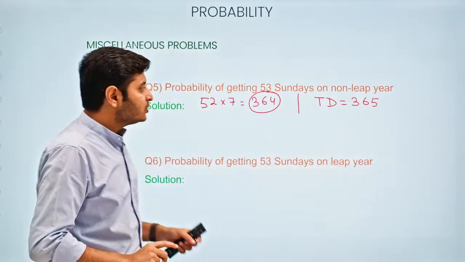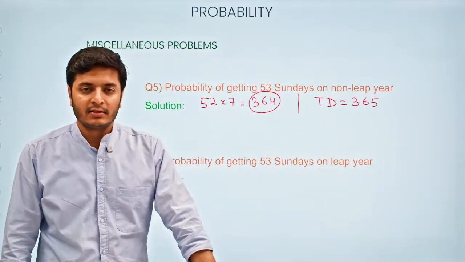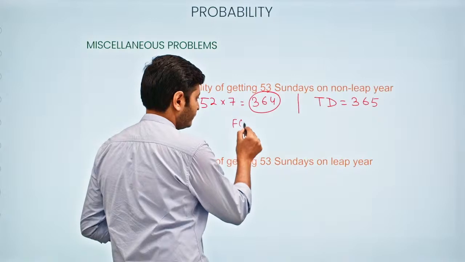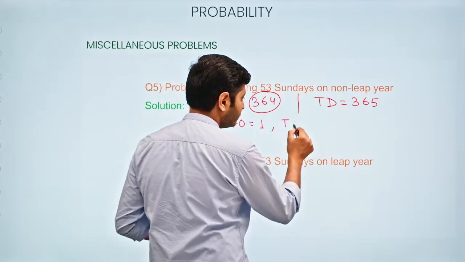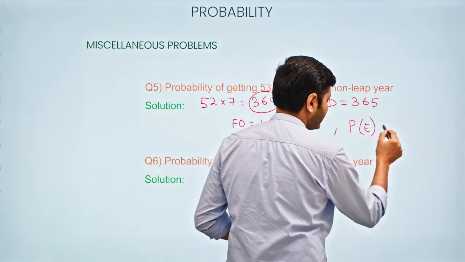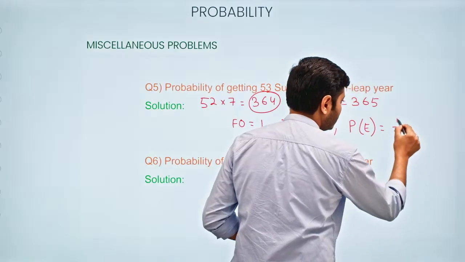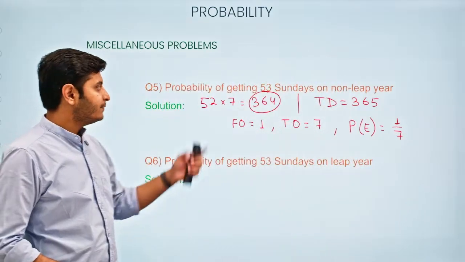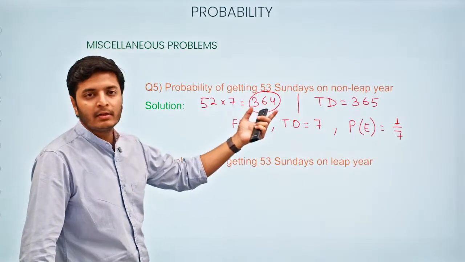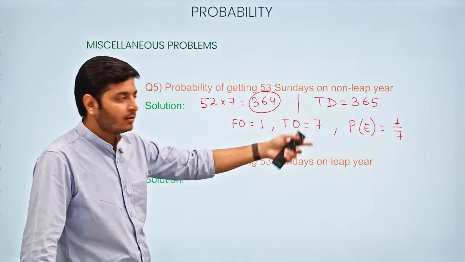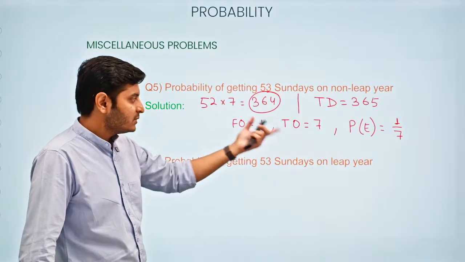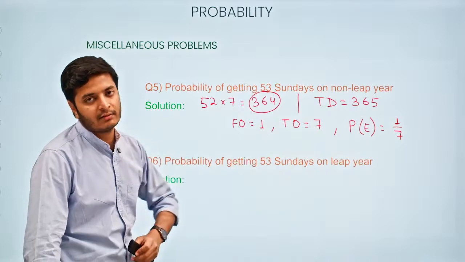One day. So the probability of us getting a Sunday on that day: the favorable outcomes are 1, total outcomes are 7. So the probability of having a Sunday on that day is 1 by 7. For any day it is always 1 by 7. If the examiner asks what is the probability of getting 53 Mondays in a non-leap year, you can find it the same way. What is the probability of getting 53 Tuesdays? Same way, the probability will always remain the same, 1 by 7.